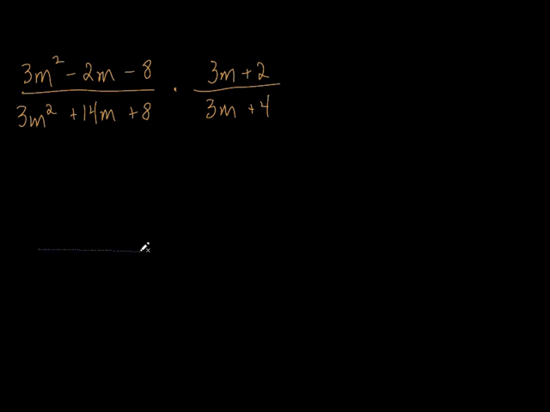Let's try and make it a little nicer. All right, let's take this and see what we can do. Now, these two you can't factor, can you? 3m plus 2, so I'm just going to keep it 3m plus 2. And 3m plus 4, you can't factor that, so I'm going to keep it like this. So let's see if we can factor these two right here.